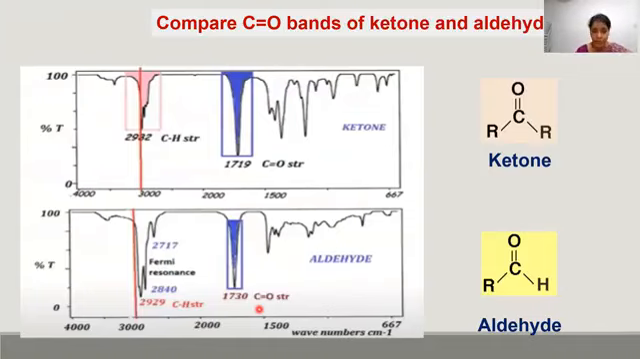Both the carbonyl group frequencies are more or less the same, and the shape is the same, but in the case of aldehyde, two peaks are observed because of the Fermi resonance, one at 2717 and another at 2840. So with the carbonyl, when these two peaks are present, we can confirm that the compound is 100% an aldehyde, because Fermi resonance is the characteristic of aldehydes.